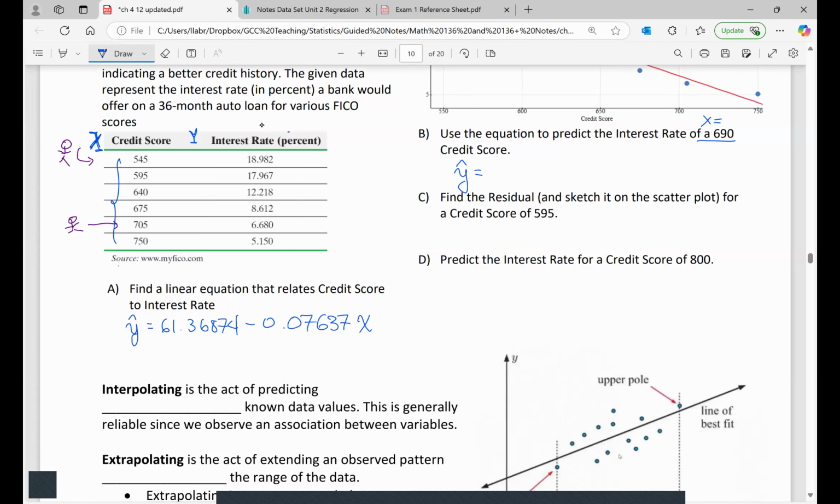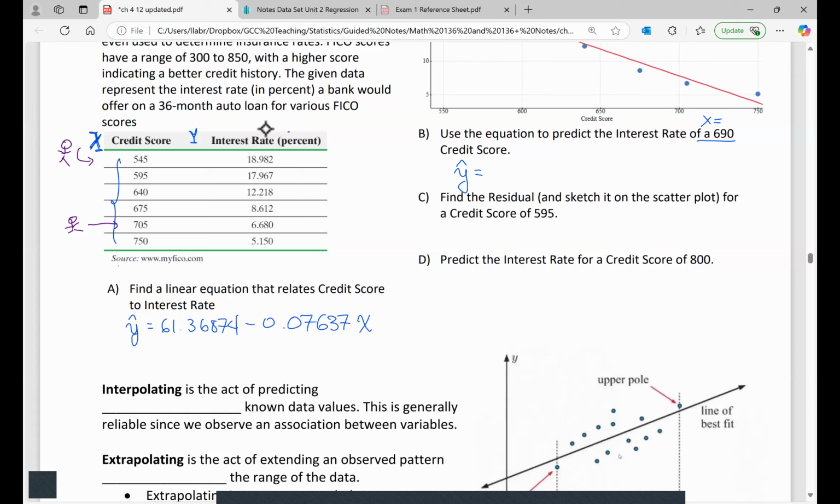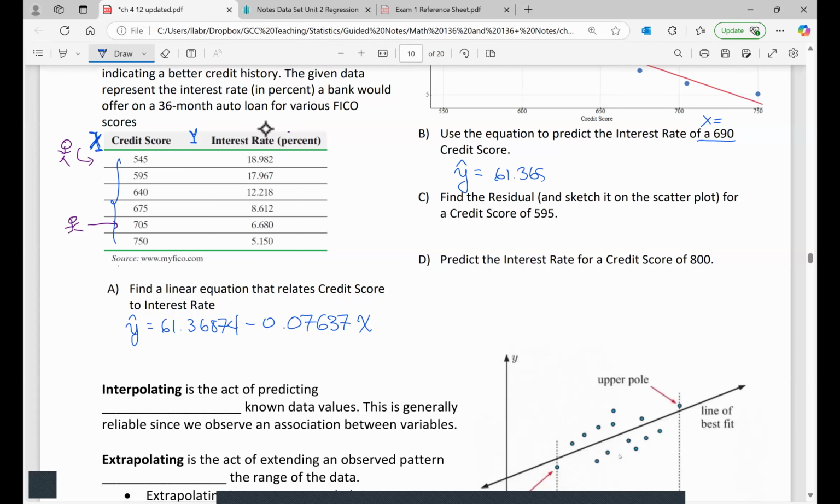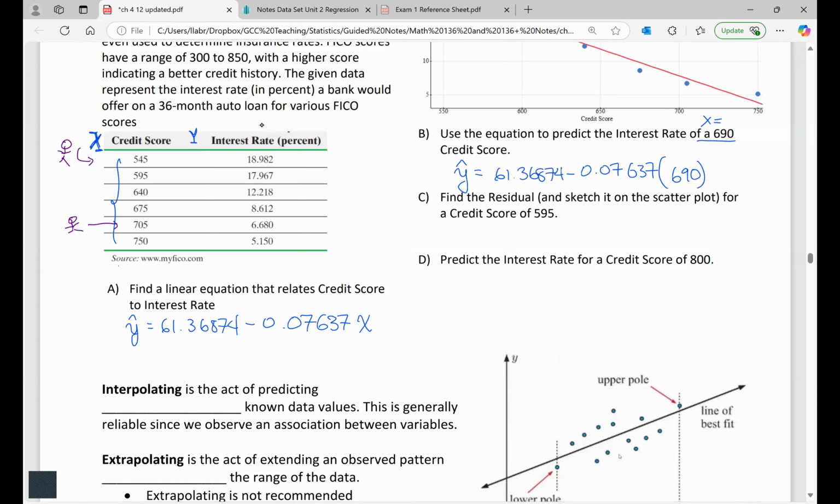All right, so my predicted value here is, again, from 61.36874 minus 0.07637 times 690, and we get roughly 8.67.